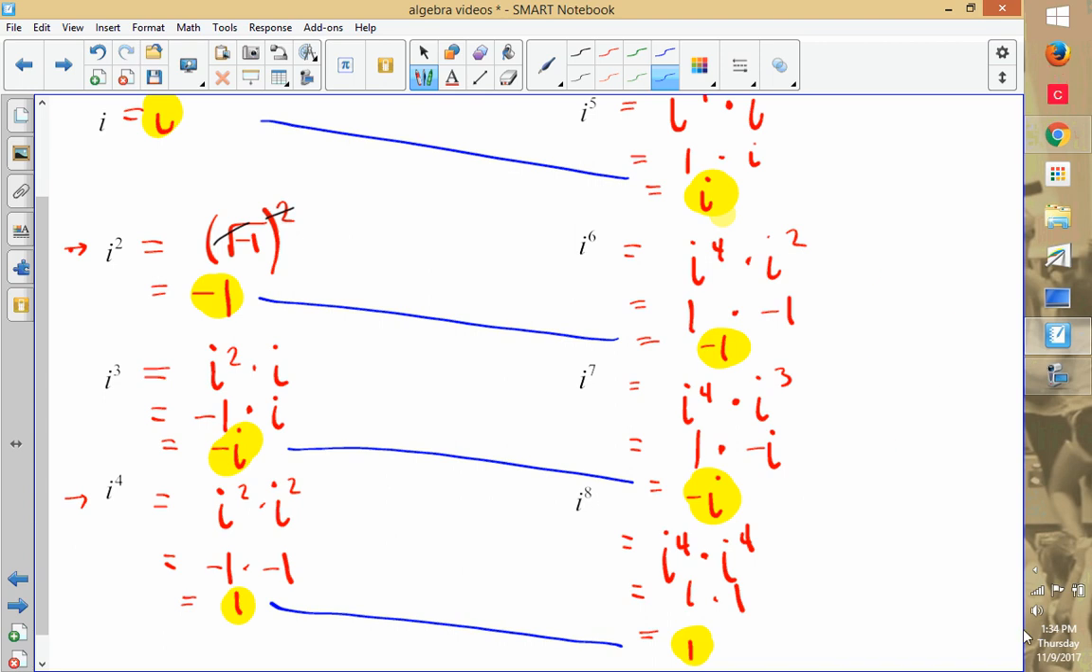So it turns out that regardless of whatever your exponent is on i, we can simplify it down. And if you notice your answers, they're either 1 or negative 1, or they're i or negative i. So never do you see a power or an exponent on i. It can always be simplified.